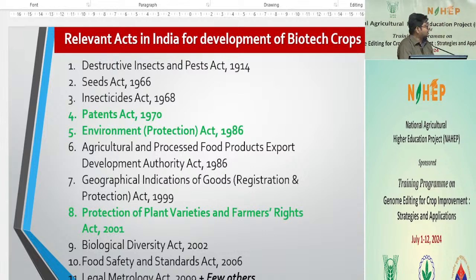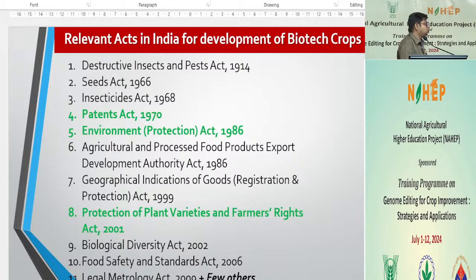Okay, so any food crop, for example, you got everything right and you got an environmental clearance to grow, for example, genome edited or transgenic rice, but it's a food crop. So if a crop is a food crop, then one has to get a specific permission from the Food Safety and Standards Authority of India. So anything food also comes under this particular act.